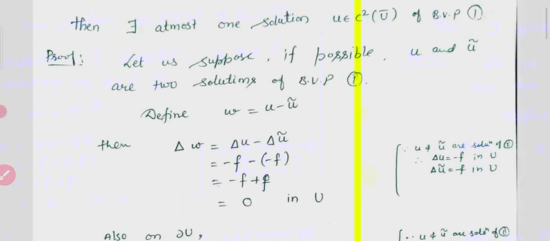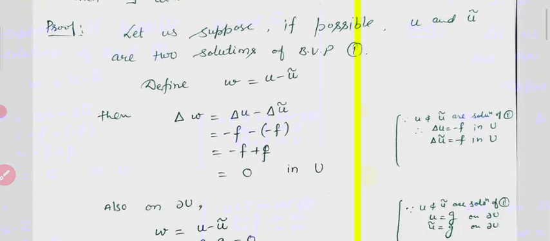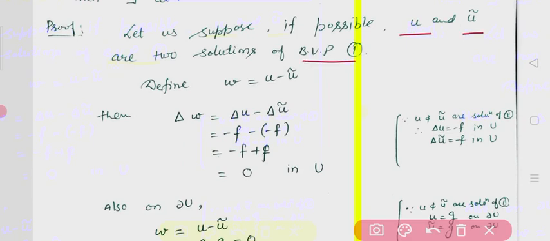So let us suppose that if possible I take two solutions, u and u tilde are the two solutions of the given boundary value problem. So now I will prove that our supposition is wrong. So by the contradiction we are going to prove this one. So we define a function w is equal to u minus u tilde. As we are considering here u and u tilde both are the solution of the given boundary value problem.